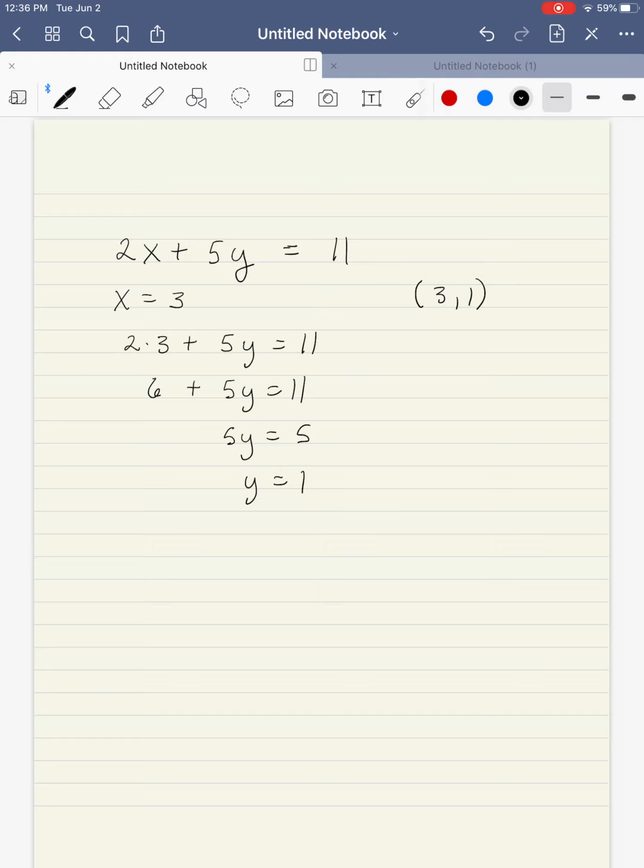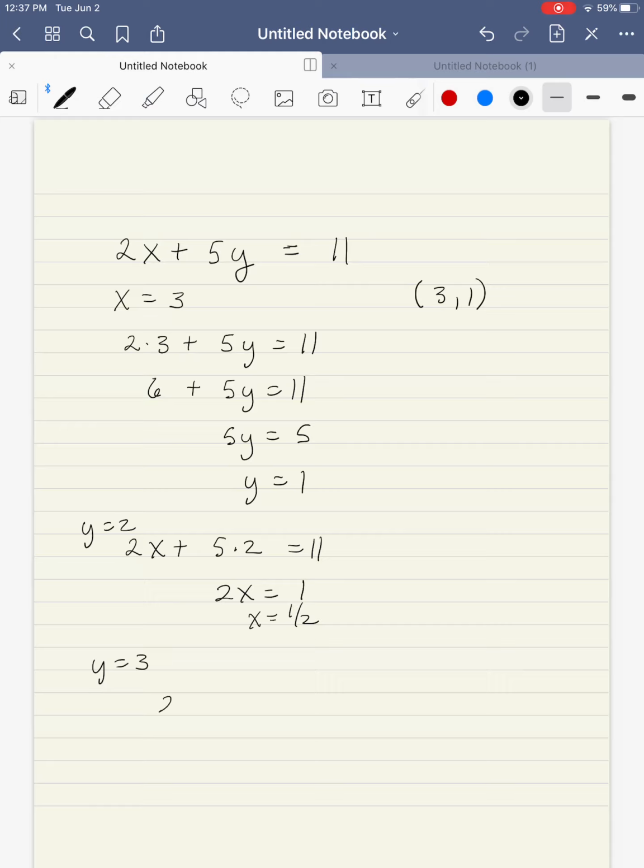Let's try another one. Let's say that I want to put in y equals 2. If y equals 2, when I subtract, I get 2x equals 11 minus 10 is 1, x equals 1/2. And that's going to be easier to graph than 11/5, but it's still not an integer.